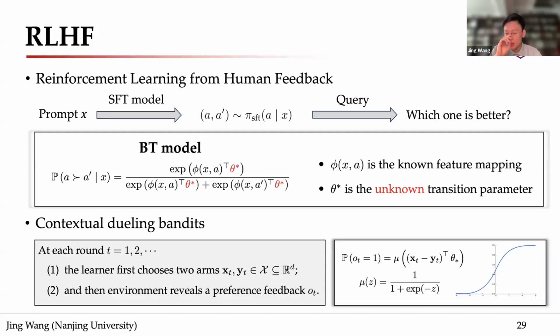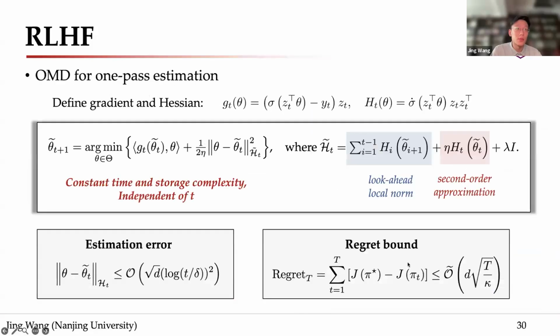So it's a setting similar to logistic bandits, but not exactly the same, since it actually corresponds to another setting called dueling bandits, where at each round a learner can choose two actions, x_t and y_t, and the environment reveals the preference feedback o_t. So we always use the BT model to model this preference function. And this requires us to estimate the unknown parameter. So it can share the same techniques from the logistic bandits we just mentioned: use the second order approximation and local norm to do the parameter estimation.